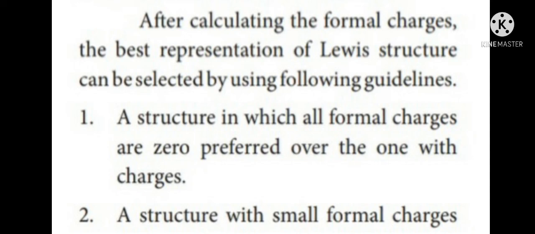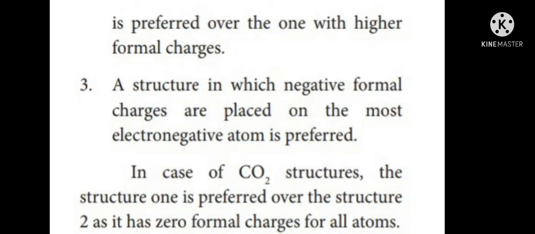After calculating the formal charges, the best representation of the Lewis structure can be selected by using the following guidelines. First point, a structure in which all formal charges are 0 is preferred over one with charges. Second point, a structure with small charges is preferred over one with higher formal charges. Third point, a structure in which negative formal charges are placed on the most electronegative atom is preferred.